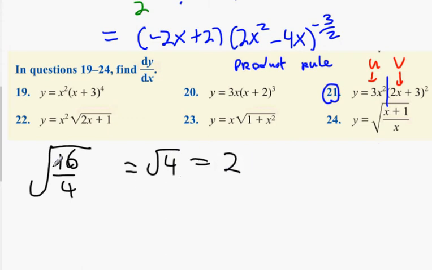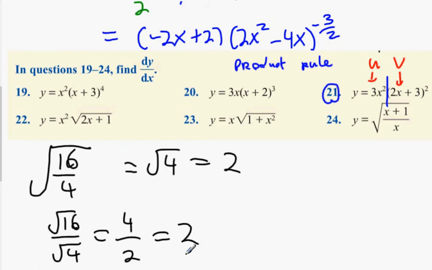You can break it up into root 16 over root 4. That's one of the surd rules. You can break one big surd sign up into 2 surd signs. Then root 16 is 4, root 4 is 2, 4 over 2 is 2. The reason why I'm showing you that is I intend to take the same principle into the next question.